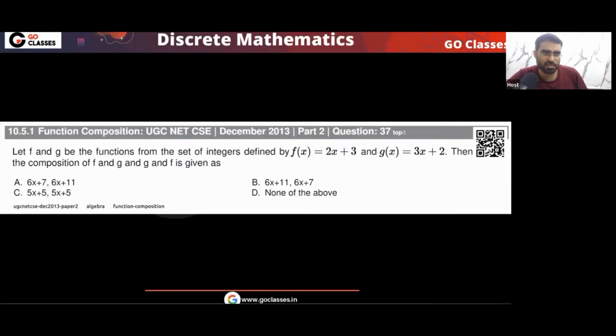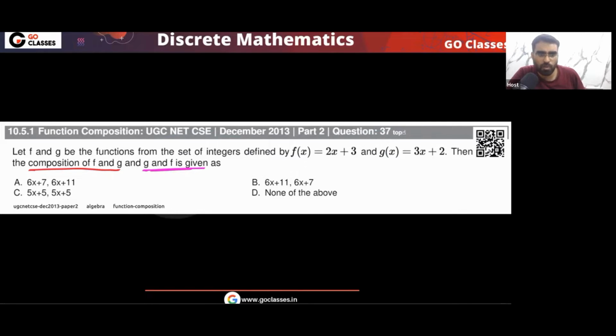Now let's solve this question. This is a UGC NET exam question. F, G functions are given to you from the set of integers to the set of integers. They are defined: Fx is given to you, Gx is given to you. Now the question is asking for the composition of F and G, composition of G and F.